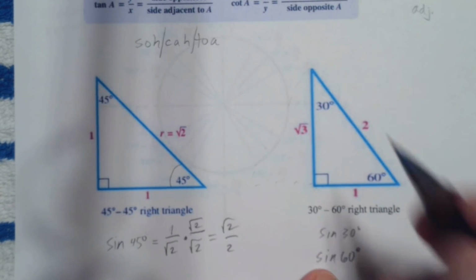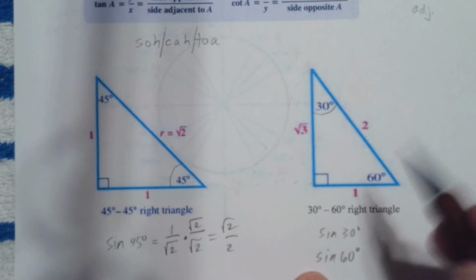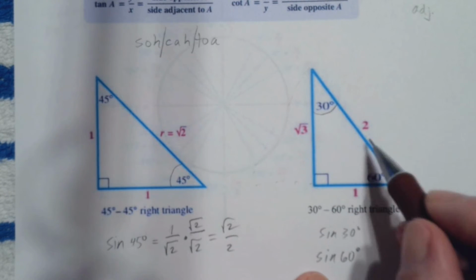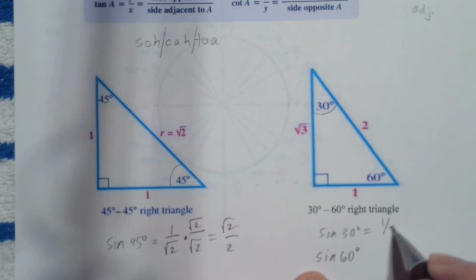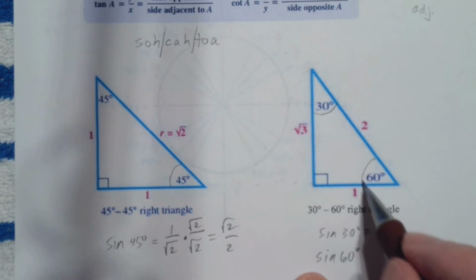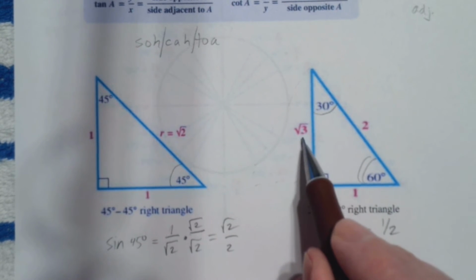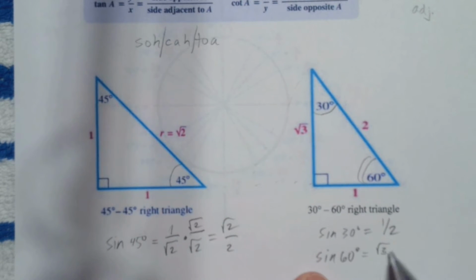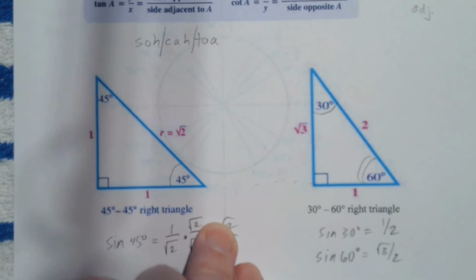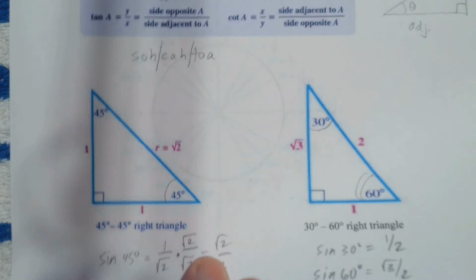For sine of 30 degrees, that's this angle here. Again, it's opposite over hypotenuse. That would be 1/2. And for 60 degrees, opposite over hypotenuse, that would be square root of 3 over 2. And so there are those three angles, or I should say ratios. Let's move to the table now.